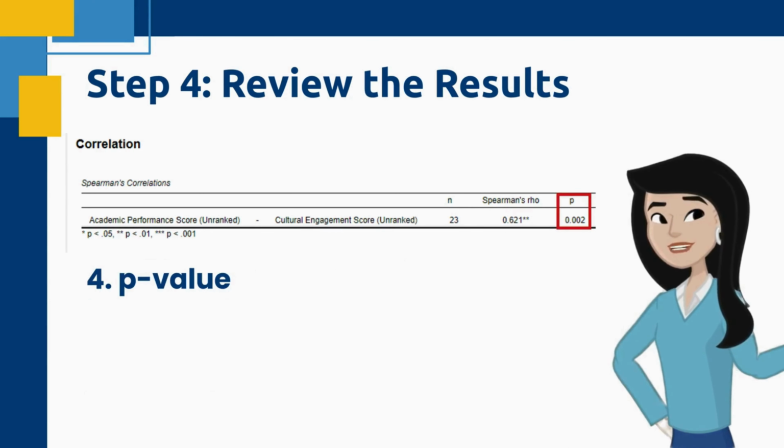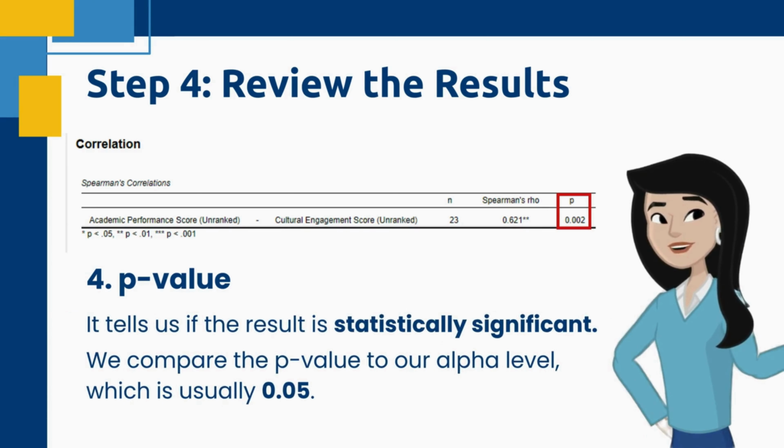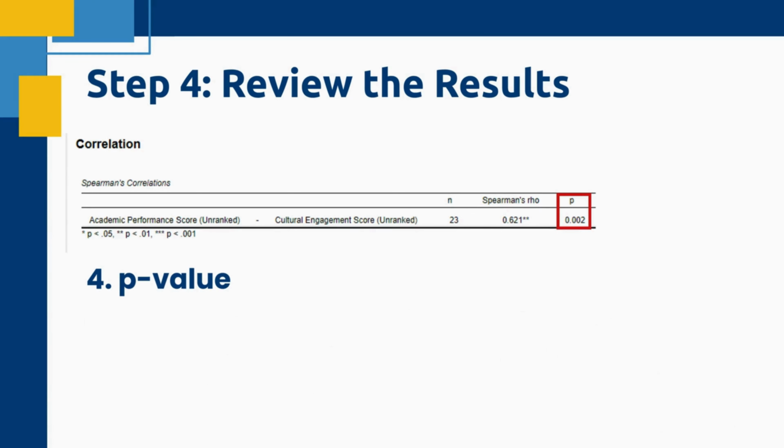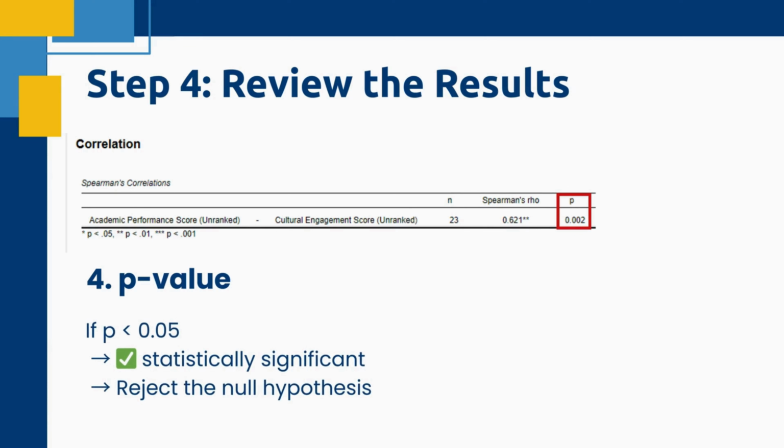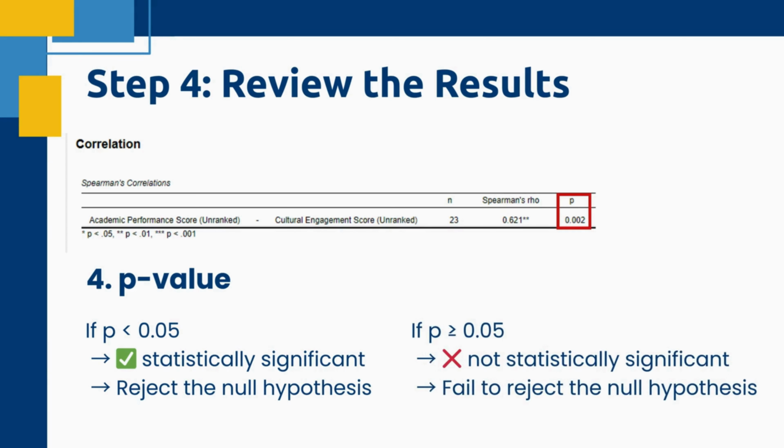4. P-value. The p-value tells us if the result is statistically significant. Decision rule. If p is less than 0.05, the result is statistically significant. We reject the null hypothesis. But if p is greater than or equal to 0.05, the result is not statistically significant. We fail to reject the null hypothesis.